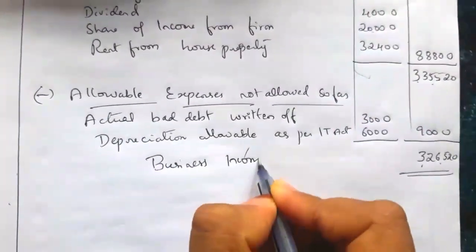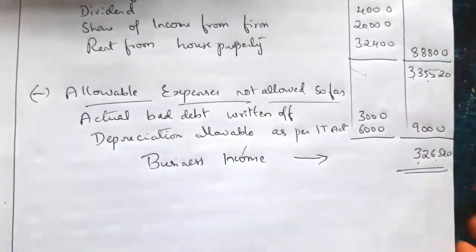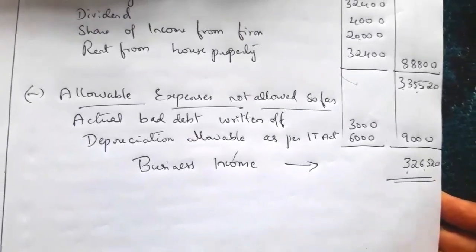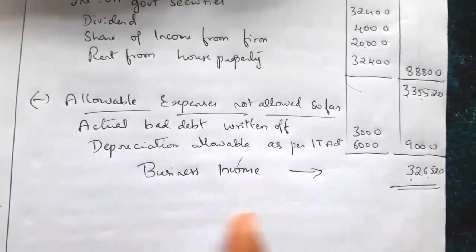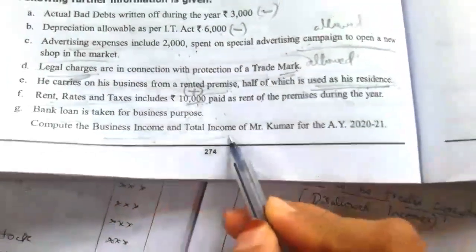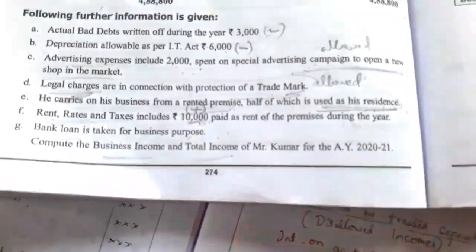This income should be taxed as per section 28 of the Income Tax Act. While calculating gross total income under section 28, under the head business income, we have to take 3,26,520. So this is about the business income. Now we have to calculate the total income. Now write the heading computation of total income, with particulars and two amount columns.